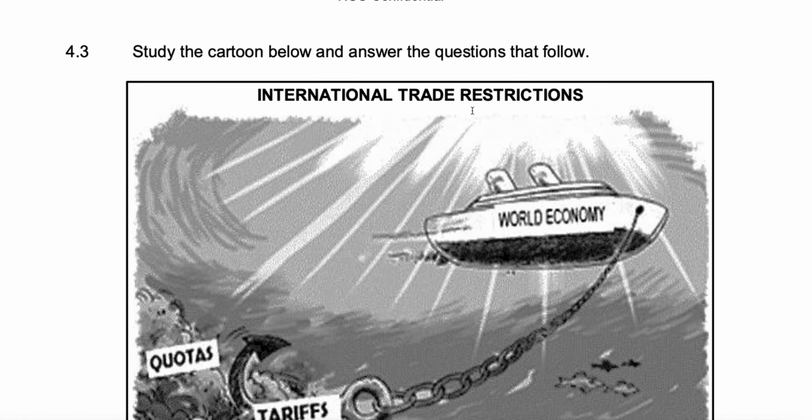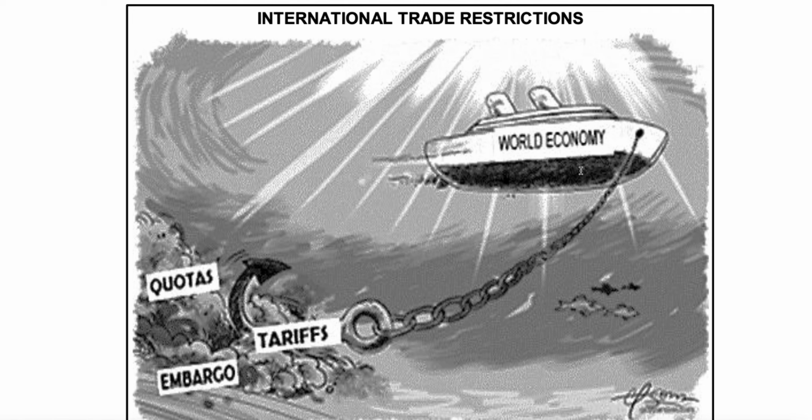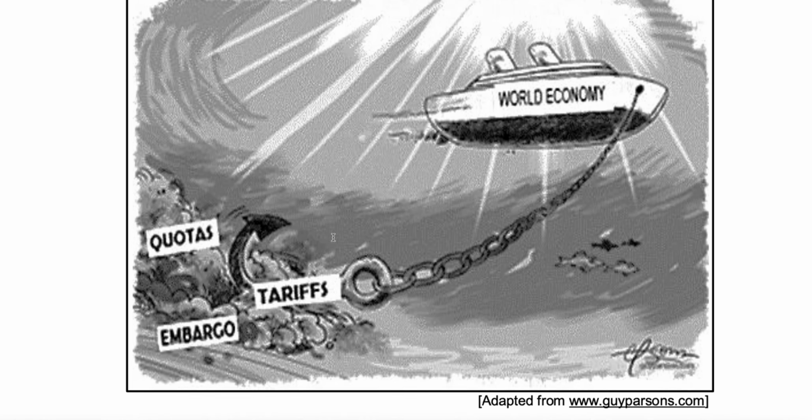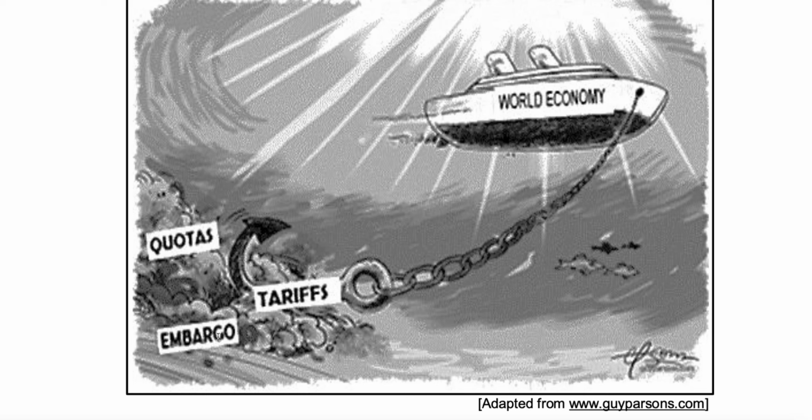Right, the next one, let's have a look here. Study the cartoon below and answer the questions that follow. So we have here a world economy, but what's actually dragging it? It's like a ship in an ocean, and down there something is dragging it. And what is it? What's dragging it is embargo.